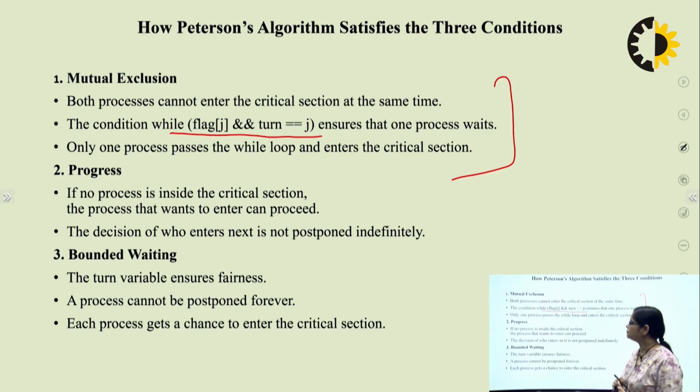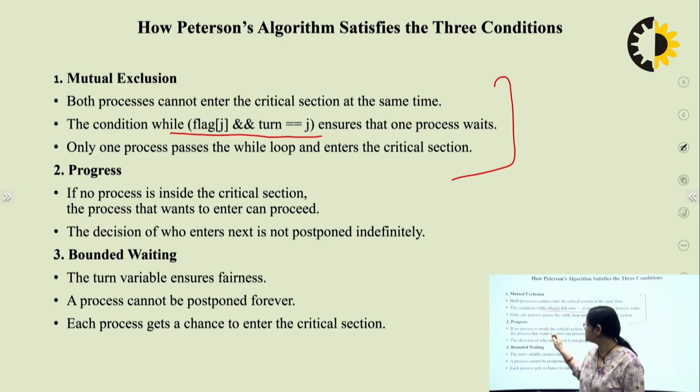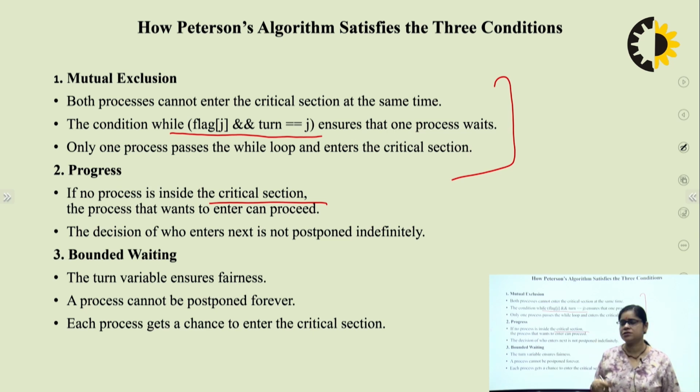Now, for progress, we know that if no process is inside, we make sure that the process which is available is allowed to enter the critical section. That is what progress is. If no process is inside the critical section, the process that wants to enter can proceed, right?